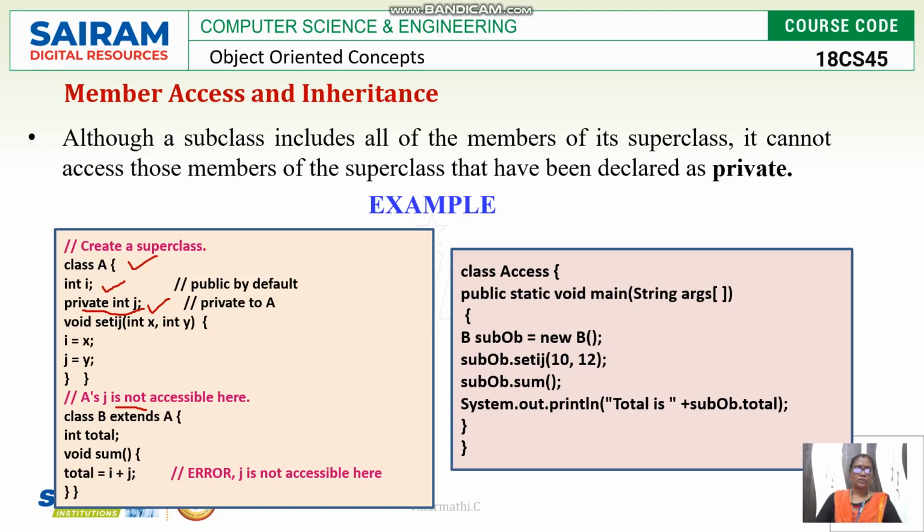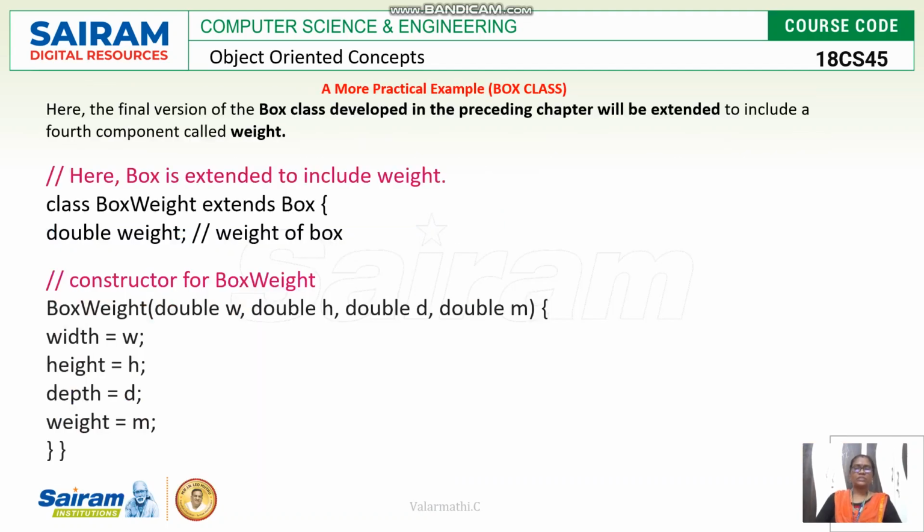We will see how it is not possible. First, int i is declared and private int j is declared. Then, using the set ij method, the x and y values are assigned. Then move on to its subclass. Here class B extends A. Here also one more variable is declared. Now coming to the sum method, here i plus j. i is the public variable, j is private, so it will not be accessible in the subclass. So it will throw an error.